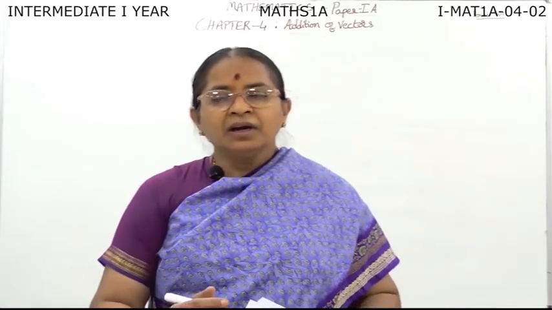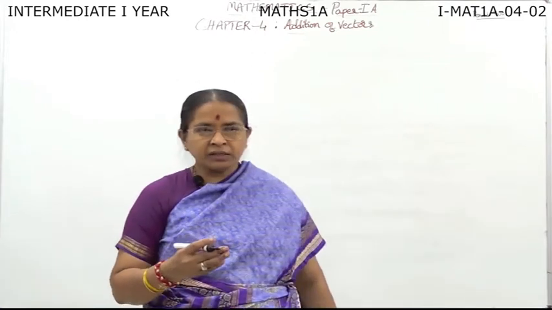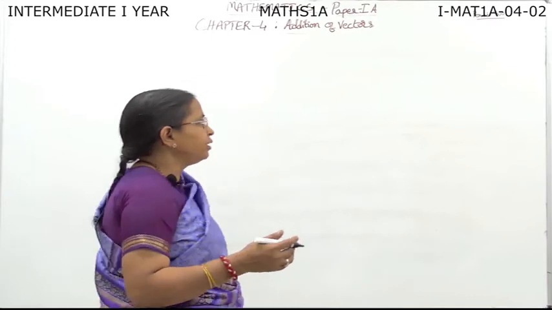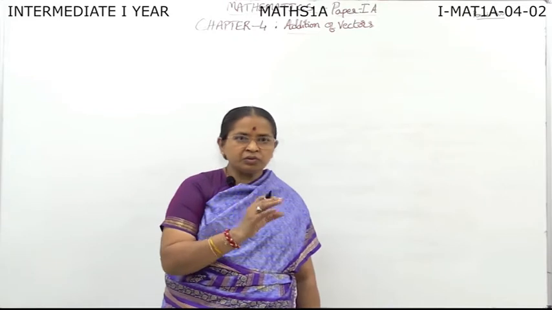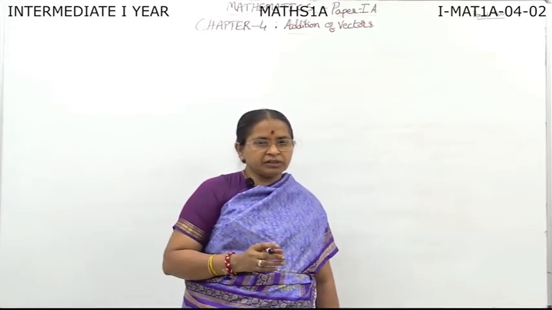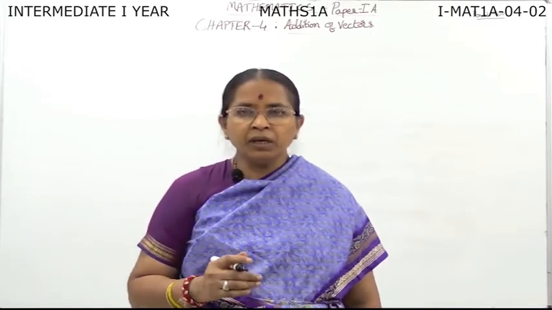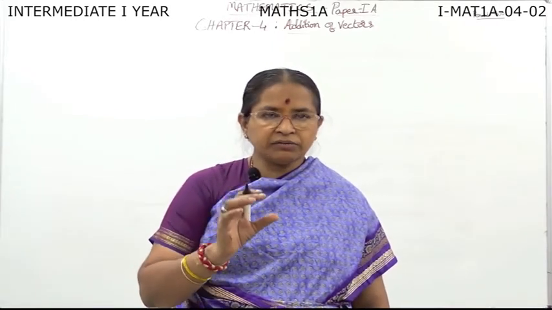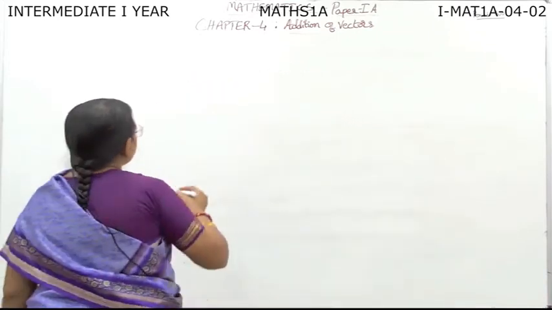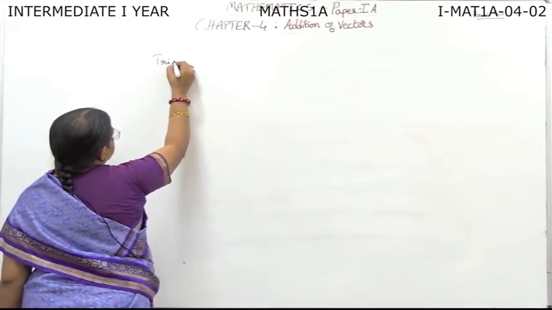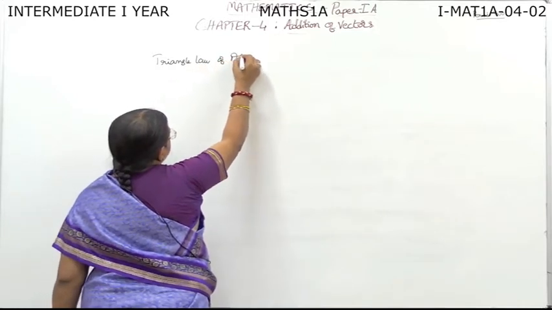Good morning, children. In the last period, we studied vectors, their notation, and different types of vectors. Equal vectors are vectors whose coordinates are equal. The position vector of a point P is the vector OP, where O is the origin. Next, we studied the triangle law of addition of vectors.